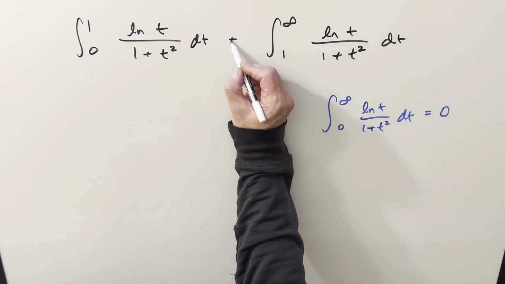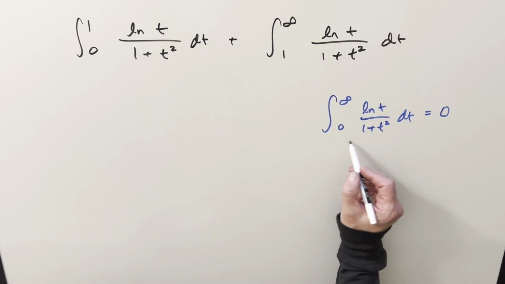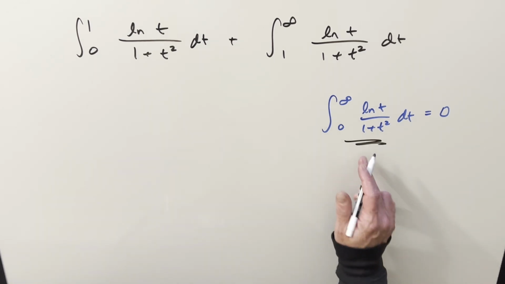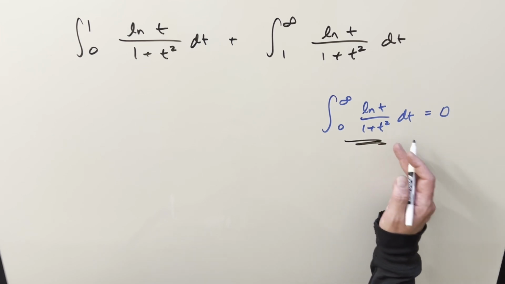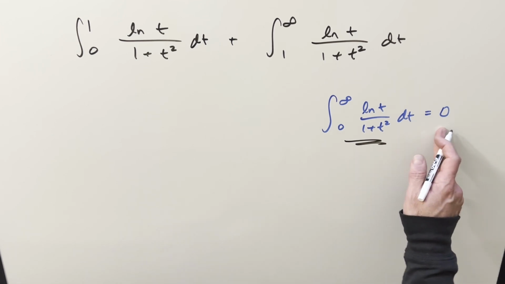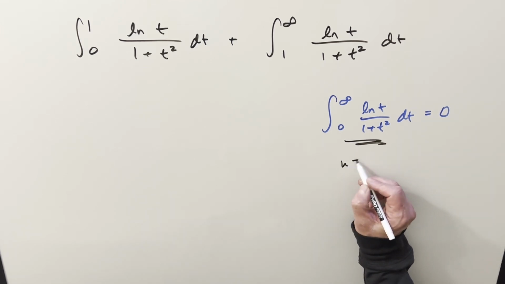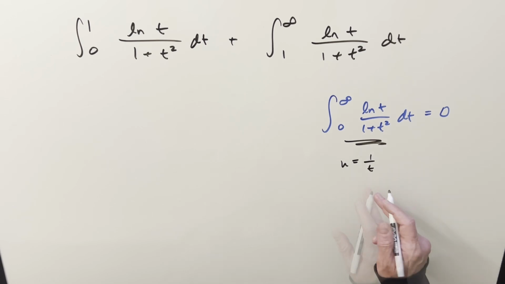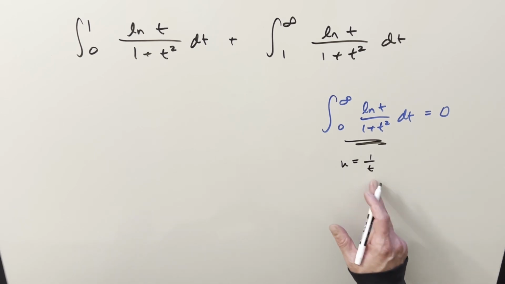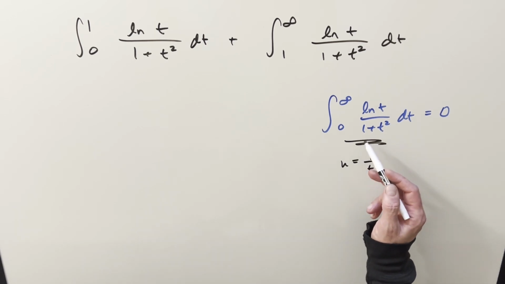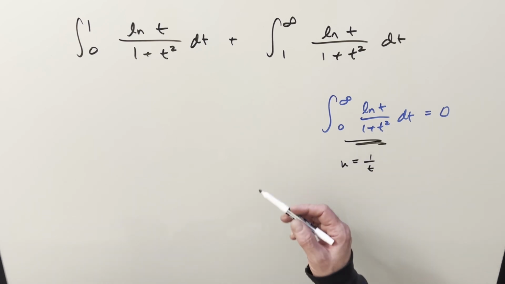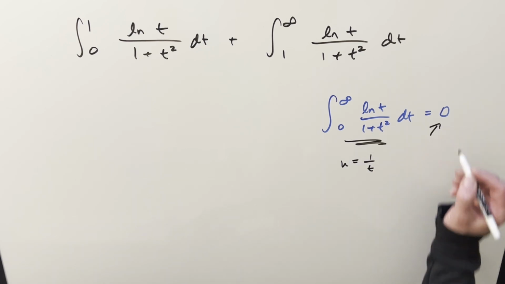If I were to add these two together, we get this other integral, just combining it into 1. And I've done this one before. This one's pretty easy, and this integral is just 0. You can get to this pretty quick with a u substitution. If you just do u equals 1 over t, you end up with the same integral but with a minus sign, which means it needs to be 0.